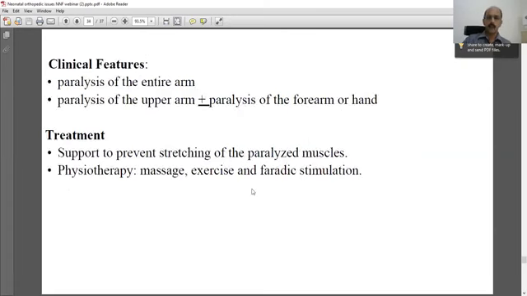Clinical features could be paralysis of the entire arm or the upper arm, with or without paralysis of the forearm or hand. So if it's only the upper arm involved, the prognosis is quite good. Treatment is mainly supportive for the first few months. That is passive stretching, physiotherapy, massage, exercise, and Faradic stimulation.